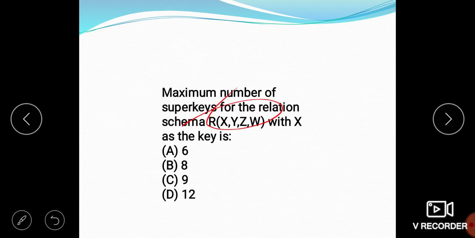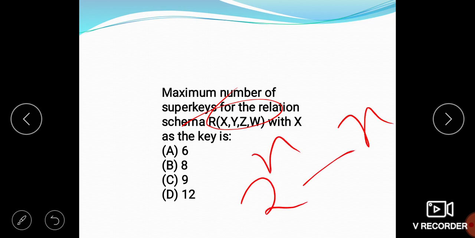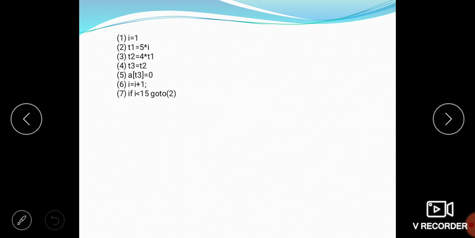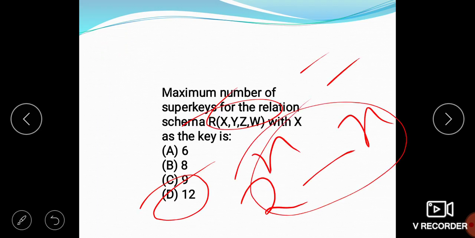Now here there is a formula, that is 2 to the power n minus n. So put in the n value, and you get 12 as the answer. This formula is also used in binary balanced trees to find how many binary balanced trees exist.